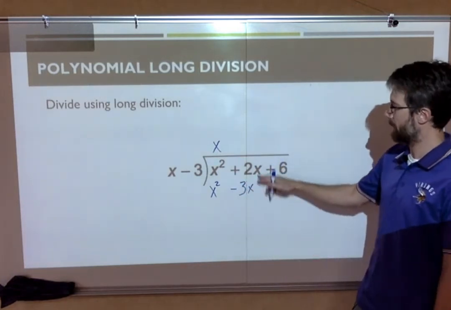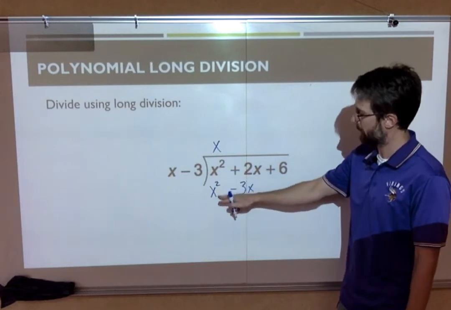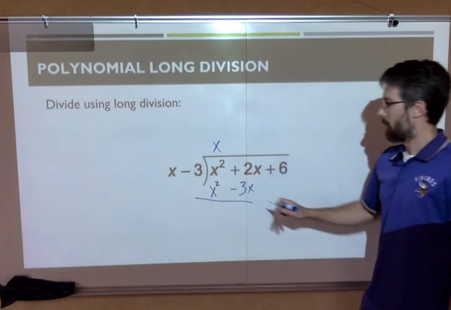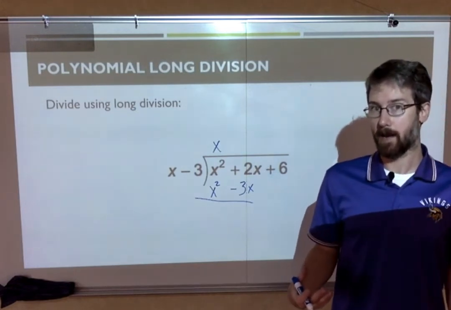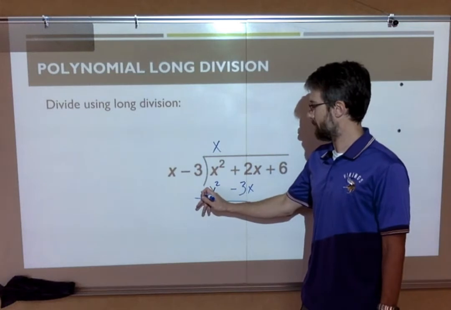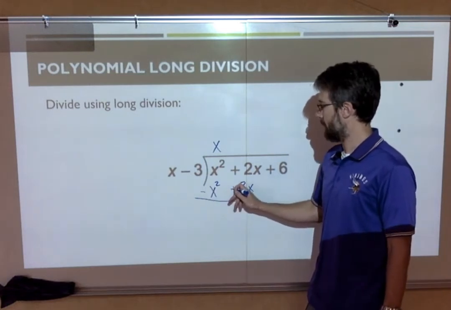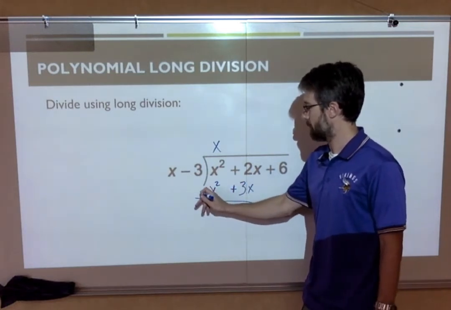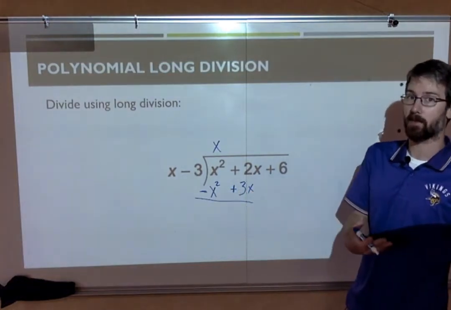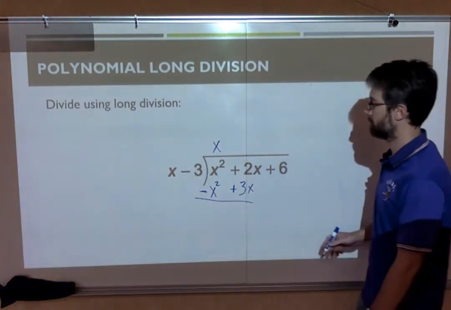And I'm going to rewrite it underneath. I'm writing it so that it lines up with the correct terms. We subtract at the next step. This is where we start losing some students. So the signs have to change, and the signs of everything have to change. So this becomes a minus x squared. This becomes minus negative 3x, which would be plus 3x.